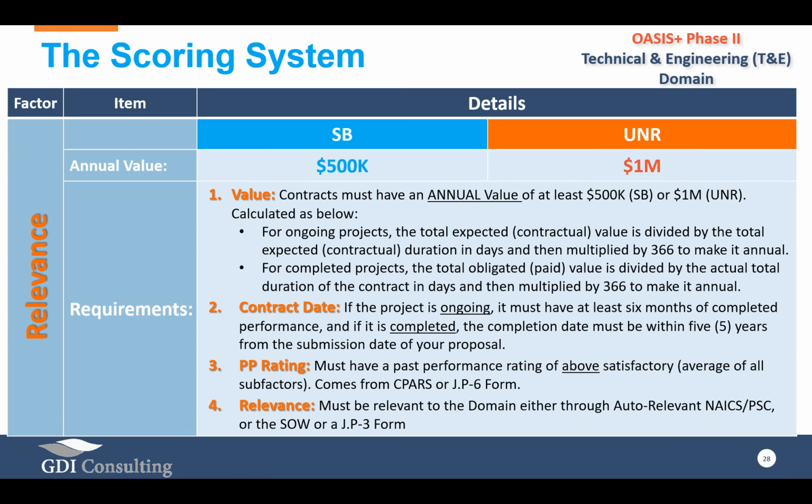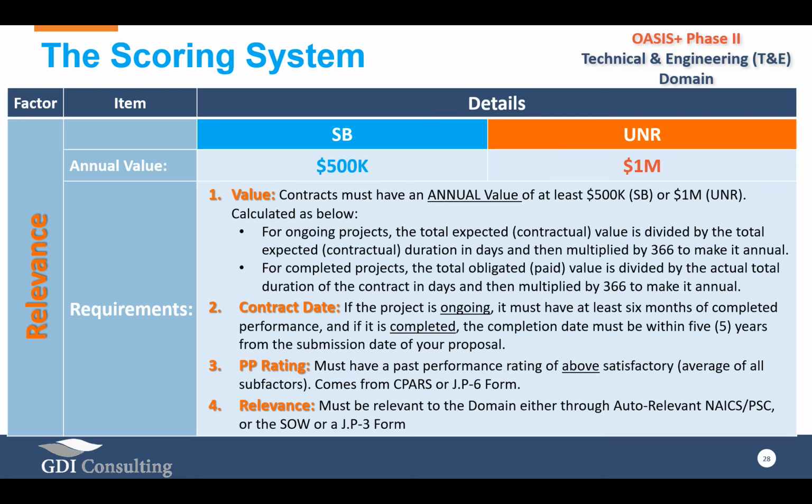Now, there are 4 requirements for these 5 contracts that you bring to the table for relevance. We're still under relevance. The first requirement is the minimum annual value. For small business, it has to be above $500,000. For large business, it has to be above $1 million. This is not the total value. This is the annual value. So how do you calculate that? For ongoing projects, you take the total expected contractual value and divide by the total expected contractual duration.